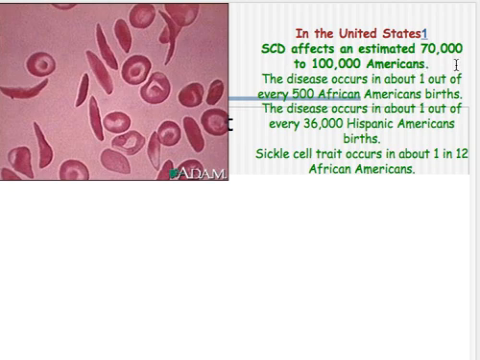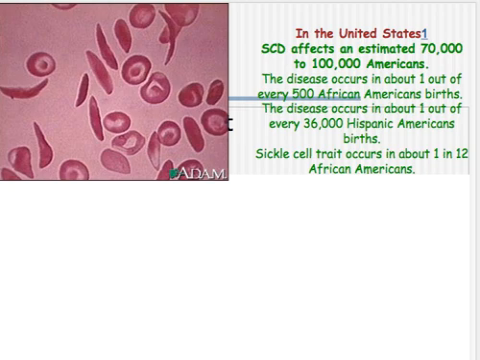But it only affects 1 out of every 500 African American births. So the sickle cell trait means that they have some sickle cells, but you have to have a certain number of cells being produced to make it that you have the disease. Okay, so in Hispanics, only 1 out of every 36,000 Hispanics have sickle cell disease. So we're lucky that it doesn't run in our gene pool.